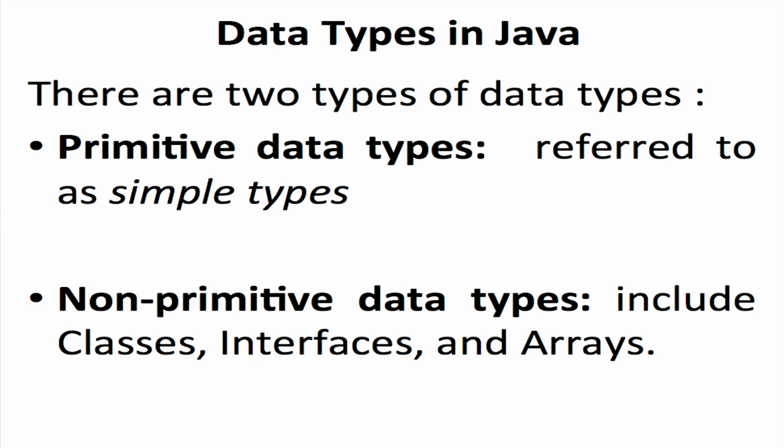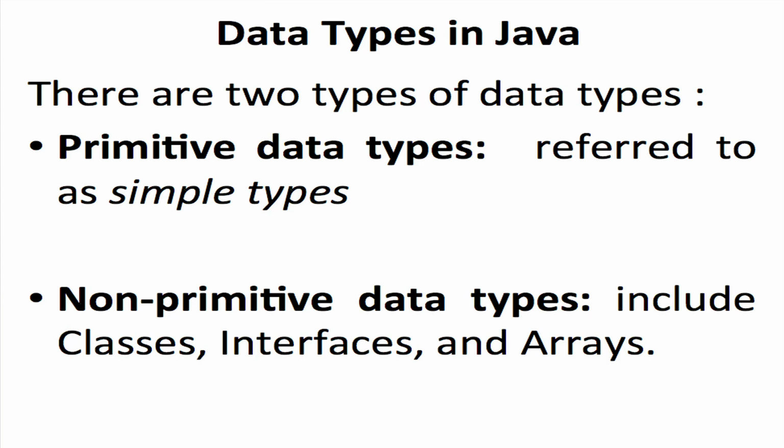Non-primitive data types include classes, interfaces and arrays. These classes, interfaces and arrays are created from the primitive data types. That's why they are also part of data types, and they are also called derived data types, which are derived from the primitive data types.